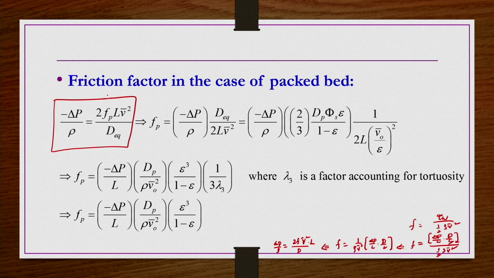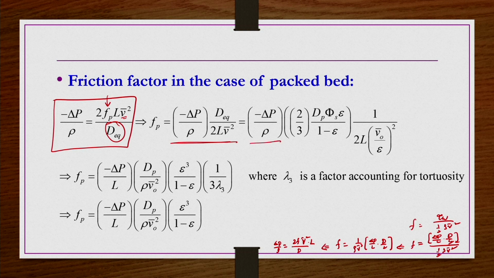Here now what we do, for f we write f p, where p stands for packed bed, in order to differentiate between the friction factor for the case of an empty column or empty pipe, and the friction factor for a column having packed material. So, this Fp is for the packed bed, and d is replaced by d equivalent. Similarly, V bar is replaced by V naught bar by epsilon. So, that is what we are going to do. From here we want to find the friction factor. So, let us keep Fp on one side, and the remaining terms we write as minus delta p by rho, d equivalent by 2L V bar square.